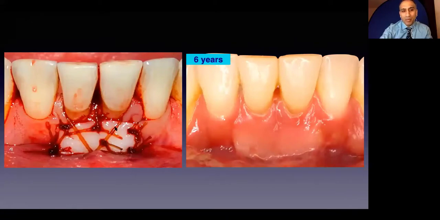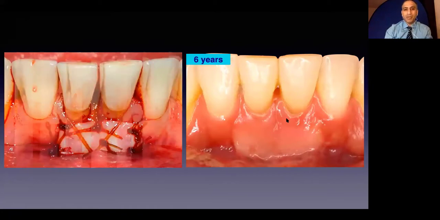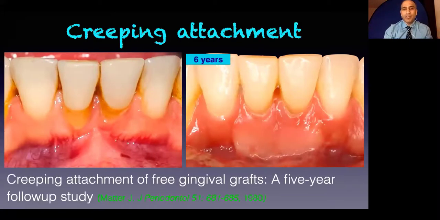When I look at where I positioned the graft initially, where no attempt was really made for root coverage, and 6 years later there's almost complete root coverage, it makes me wonder. It actually confirmed that creeping attachment is a real phenomenon. Creeping attachment is the coronal migration of the gingival margin following grafting procedures, particularly free gingival grafts. It's about 1 millimeter, and most of it occurs in the first 6 months to a year after grafting. I was pleasantly surprised, kind of blown away actually, by this result, not to mention that I'd never seen this guy after his surgical visit.